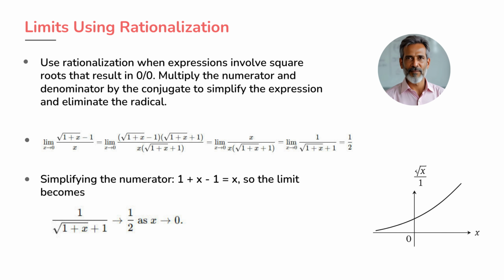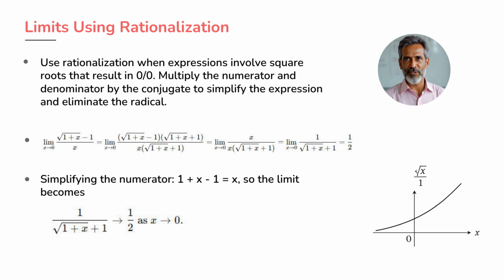Written mathematically, limit as x tends to 0 of square root of 1 plus x minus 1 all over x. Direct substitution again gives 0 over 0. So we multiply the numerator and denominator by the conjugate of the numerator, square root of 1 plus x plus 1. This turns our expression into the limit as x approaches 0 of square root of 1 plus x minus 1, times square root of 1 plus x plus 1, divided by x times square root of 1 plus x plus 1. The numerator becomes a difference of squares, 1 plus x minus 1, which simplifies to x.